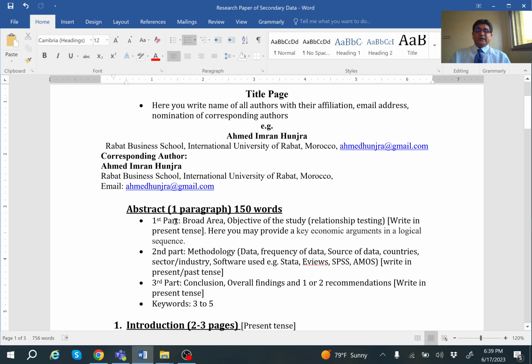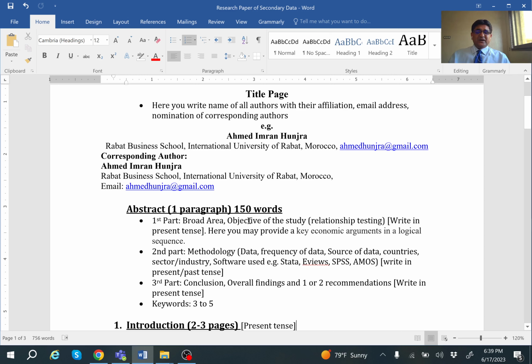So, the three parts of an abstract: what do we cover in the abstract? We start from the broad area of your topic. Here we normally provide one sentence, a key economic argument in a logical way. So what is your broad area, meaning what is your topic and how is this important in today's world. We normally provide the economic argument in a sensible, logical way.